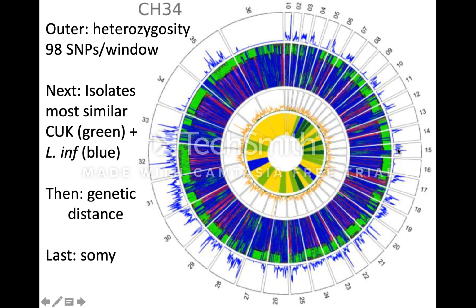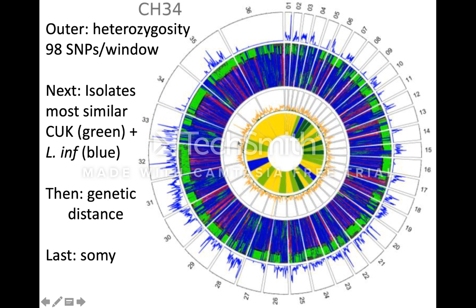So these are the SNP density compared to the reference genome. You can see that these are patterns where the ancestry switches at these changes in heterozygosity. Next, on this middle bar are the isolates that are most similar to this particular isolate, CH34, and we see that for parts of the genome, the Cukurova Turkish samples are most similar, but for this part here, the infantum is most similar. So this is why we hypothesized that one of the parents was similar to the Cukurova lineage for this particular sample, CH34, and one was similar to Leishmania infantum.